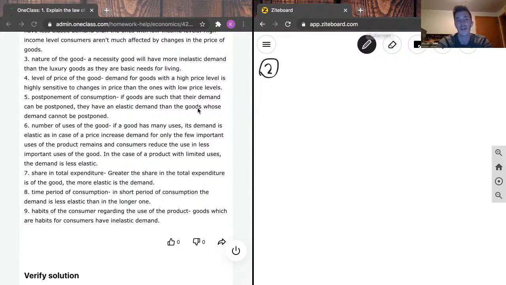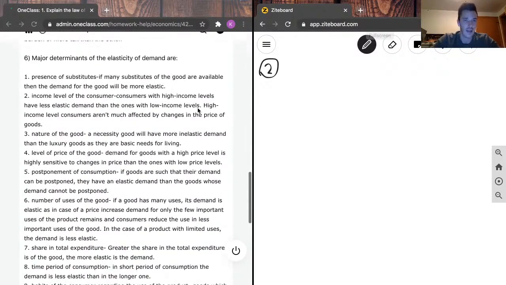Number six, number of uses of the good. If a good has many uses, its demand is elastic. As in case of a price increase, demand for only the few important uses of the product remains, and consumers reduce the use in less important uses of the good. In case of a product with limited uses, the demand is less elastic. Seven, share in total expenditure. The greater the share in the total expenditure of the good, the more elastic is the demand. Eight, the time period of consumption. In short periods of consumption, the demand is less elastic than in longer periods. And number nine, habits of the consumer regarding the use of the product. Goods which are habits for consumers have an inelastic demand.